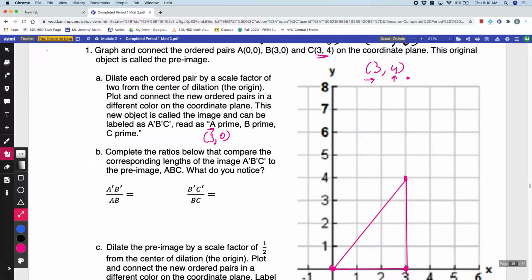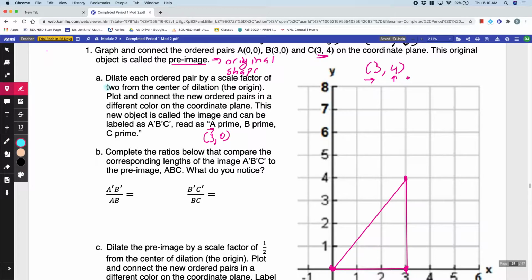That is what is called my pre-image, okay? What a pre-image is, it's your original shape. That's all it is, original shape. Now, whatever we do, if we grow it or shrink it, that's going to be called my image, okay? So it says dilate each ordered pair by a scale factor of 2, okay? It means I'm going to multiply each side by 2.